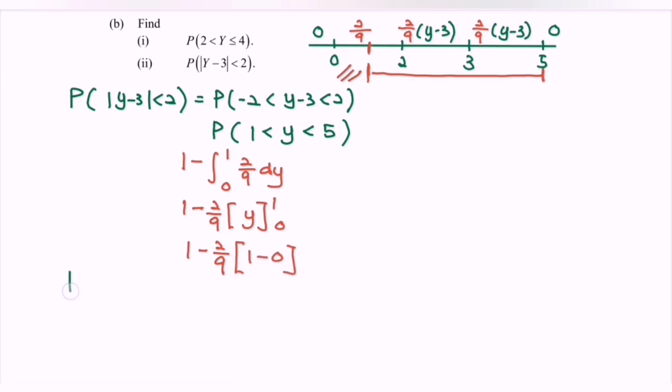So at the end, the probability that modulus y minus 3 is less than 2 is equal to 7 over 9.